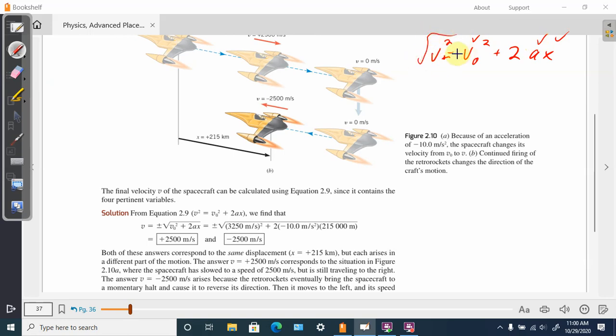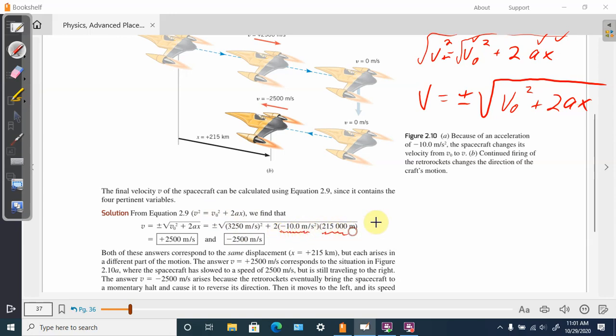So what you would do is take the square root of both sides. But don't forget, when you take the square root of both sides, what has to go? Plus minus. Anytime you take the square root of both sides, you need to do plus minus. So in this case, we can just plug in v sub 0, a, and x. They say plus minus the root of v sub 0, which we said was 3,250 squared, plus 2 times a, and don't forget this has to be negative, times 215,000 meters.